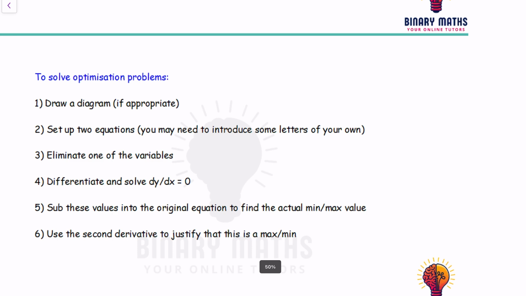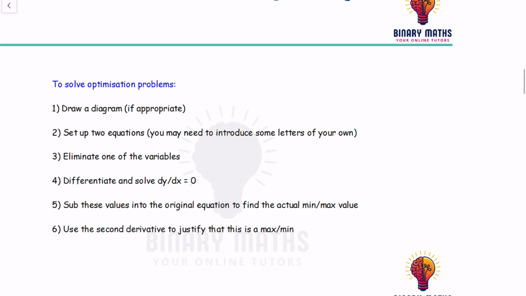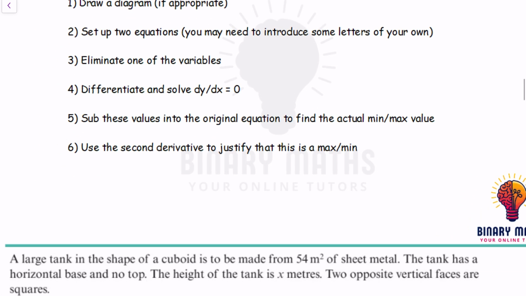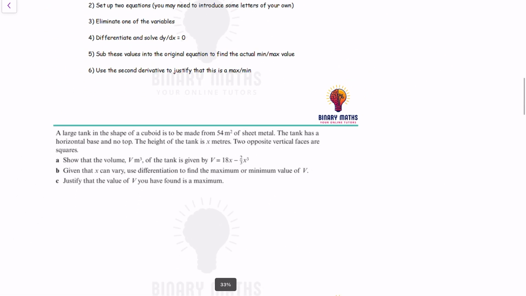Differentiate and solve dy/dx equals 0. Obviously, it doesn't necessarily have to be dy/dx, but make it equal to 0 and solve it. Substitute this value into the original equation to find the actual minimum or maximum value, and use your second derivative to justify that this is a max or minimum. Even if the question doesn't say, I just tend to do it to make sure I've done it right. So check that I do.